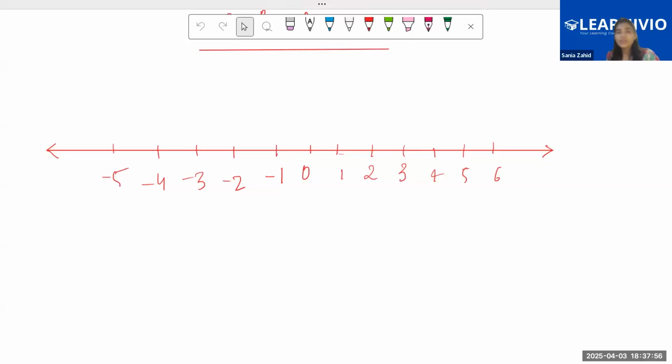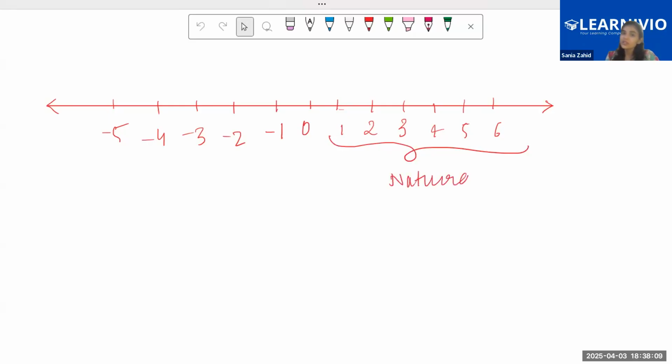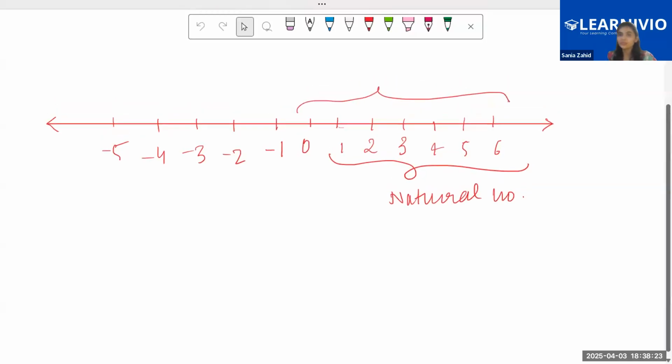Now what do I have? If I talk about the numbers starting from 1, if I count all these numbers starting from 1, then what are these numbers known as? These numbers are known as natural numbers. What do I call them? Natural numbers. Okay, but what if I start my counting from 0? From 0, they are whole numbers. Very good, Pavan. From 0, if you're going to count, then they are known as whole numbers.